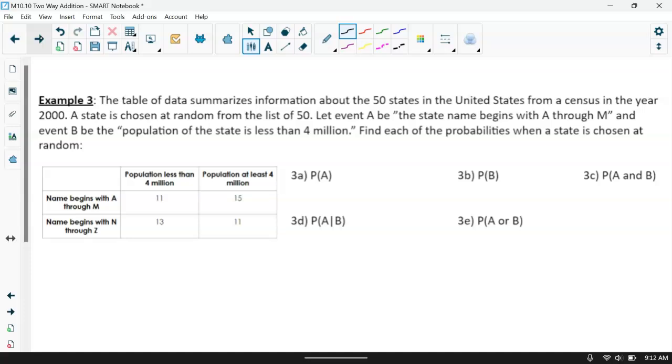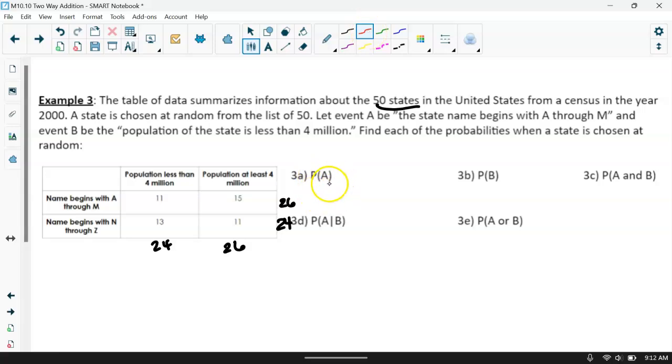Here we'll do another one. If it helps, get your totals. Here, the name begins with A through M, so 26 and 24. We're talking about our 50 states here. Then population less than 4 million is 24 states and 26 states, again representing our 50 states.